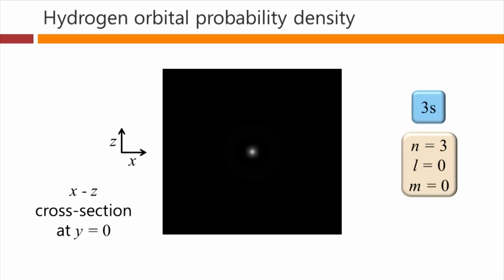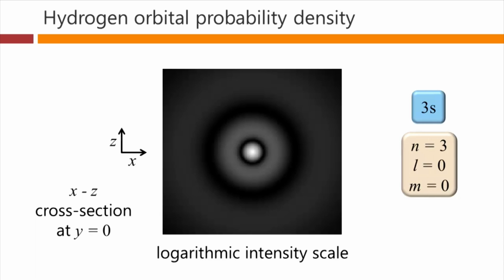The 3s state, again, on this linear scale doesn't really show very much. But if we put it on the logarithmic intensity scale, we can see what's going on. We've got two radial zeros here, as we would expect for that n equals 3, L equals 0 function.